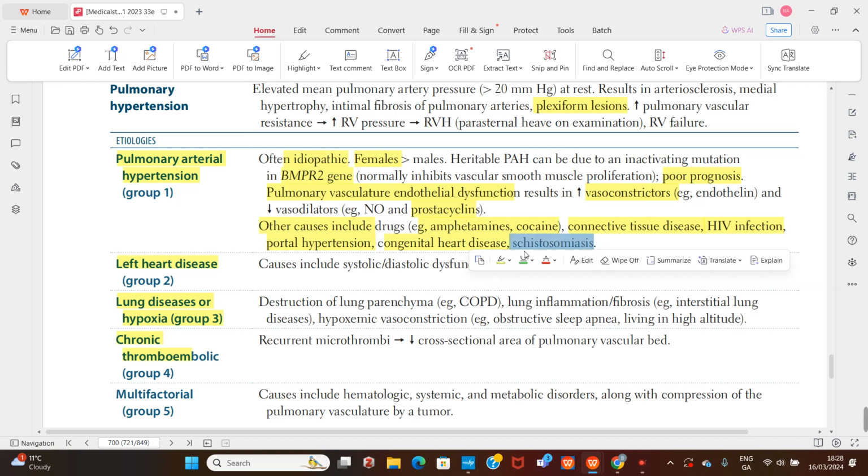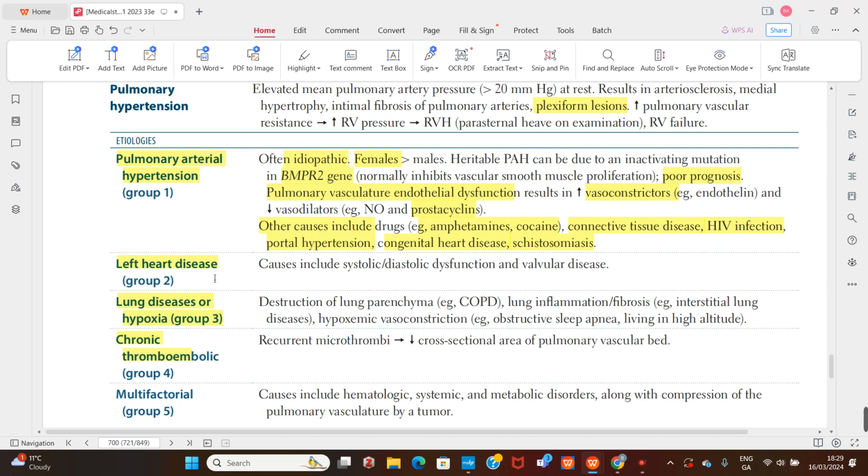Schistosomiasis, the hypertension comes from the inflammatory response to the egg. So you can have embolization of the eggs of these schistosomal infections. When they travel, because they are very small, they can get to the pulmonary vasculature, and they provoke a serious inflammatory response, leading to fibrosis and hypertension.